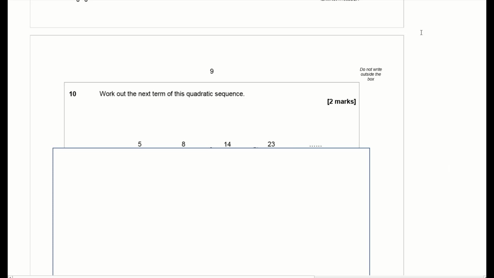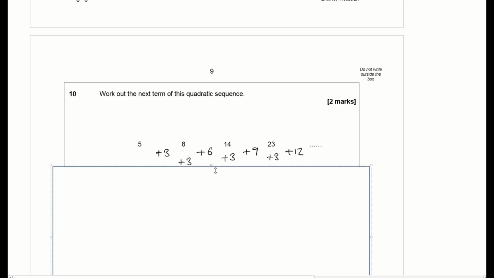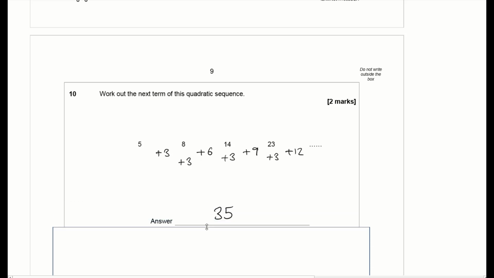Question 10. Work out the next term of this quadratic sequence. Now, in a quadratic sequence, the second difference is always constant. So when we're working out the next term, if we start by finding the first difference, so 5 to 8 is plus 3, 8 to 14 plus 6, 14 to 23 plus 9, we can see that the difference of the differences, or second difference as you might call it, 3 to 6 is plus 3, 6 to 9 is plus 3, so 9 will be plus 3 to get plus 12, and if we do 23 add 12, we will get 35, which is the correct next term in the sequence.